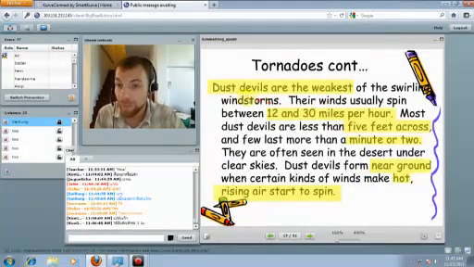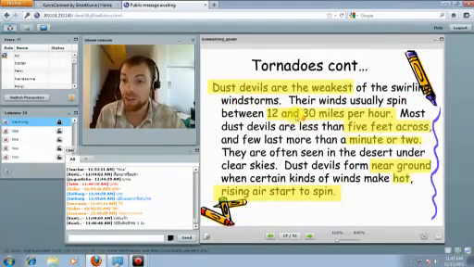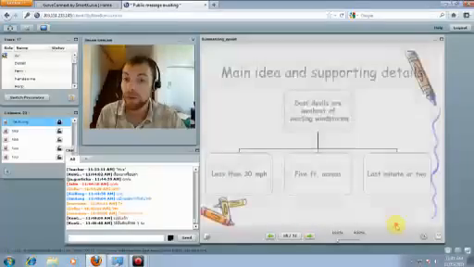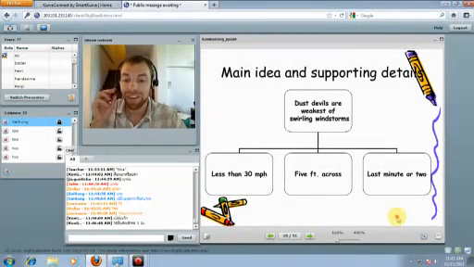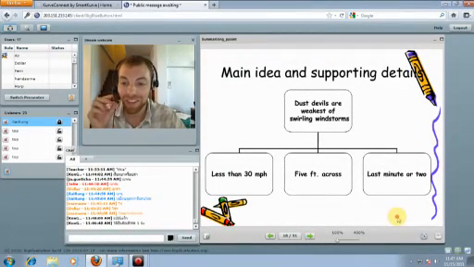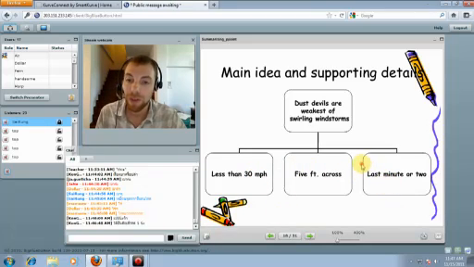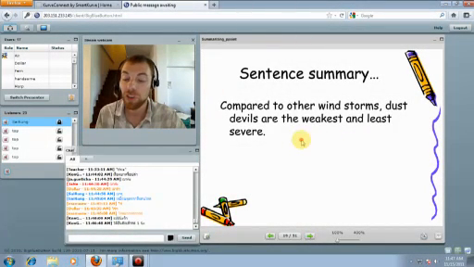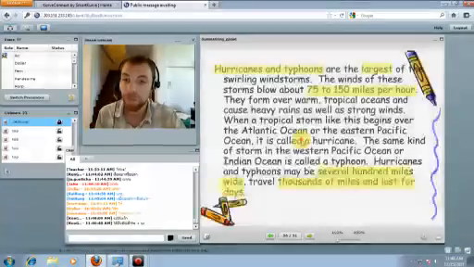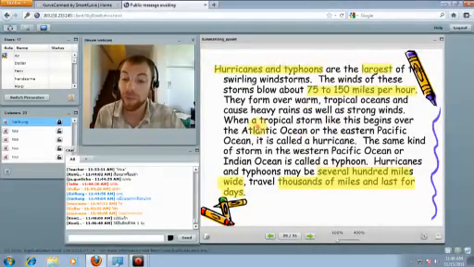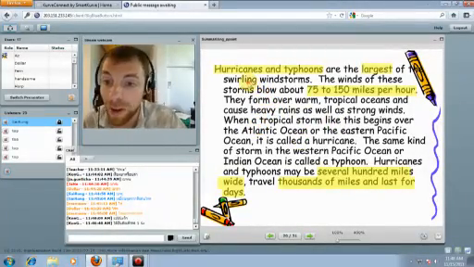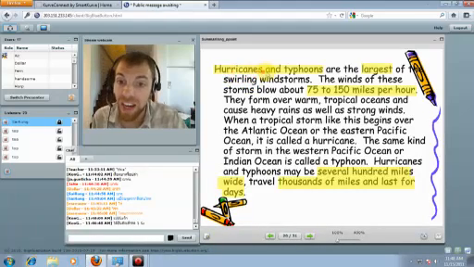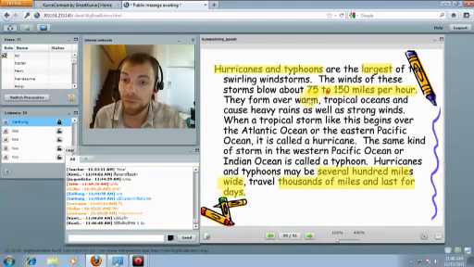Here, the same thing. Main idea is first sentence, detail, detail, detail. Like this, main idea, detail, detail, and detail. And here we make it into a sentence, same. And this very long paragraph here, we found our main idea in the beginning.